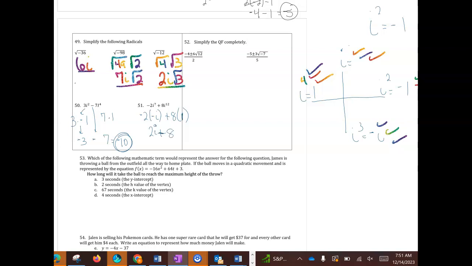And then I cannot add these because one's imaginary and one's real. So the big thing here is if your i exponent is even, you'll get 1 or -1. If it's odd, you'll still have some version of i.